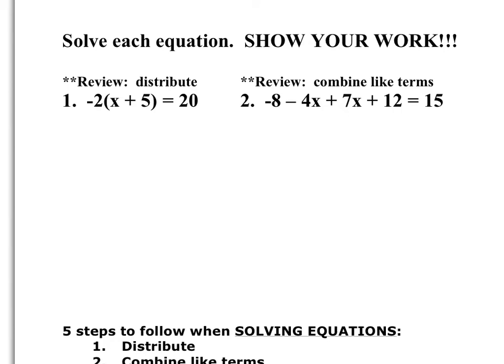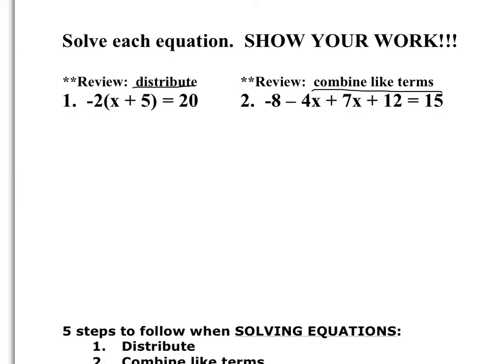Hey guys, today we're going to learn one of your last steps of solving equations. It's called multi-step, but before that we're going to review a little bit. We're going to review distributing, and we're going to review combining like terms, both very important skills.